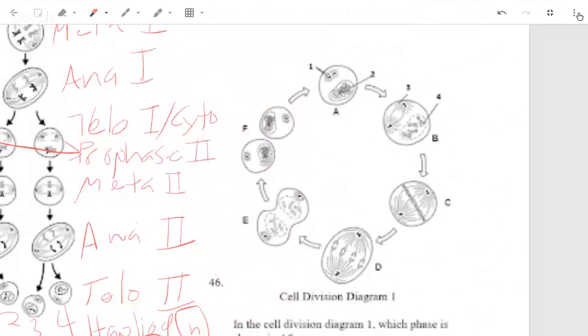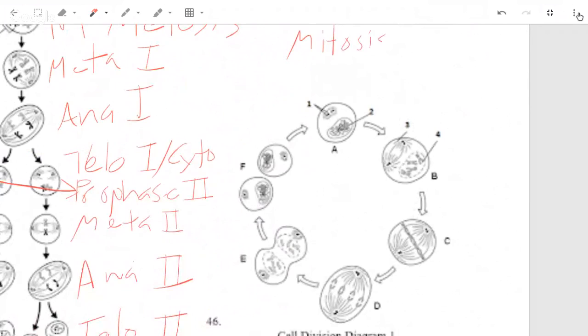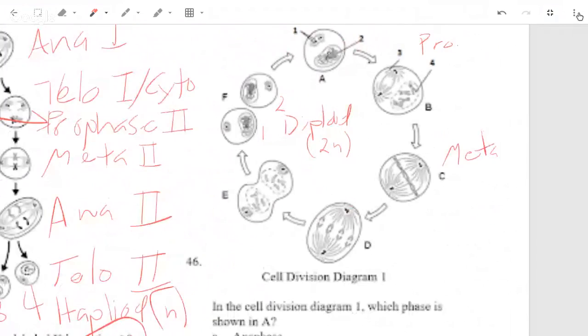Over in mitosis, here we're only making 2 cells. 1, 2. And these are diploid cells. We would say they're 2N. So it looks like we got interphase, we got prophase, we got metaphase. We can tell because they're lining up there. We got anaphase, we can tell because they're splitting apart. And then you would say telophase and cytokinesis.